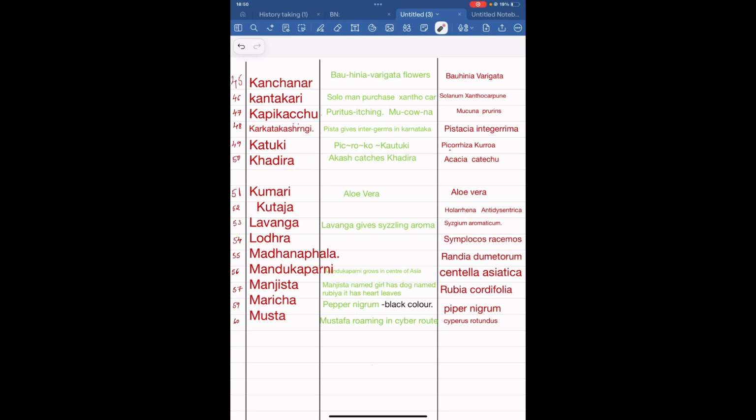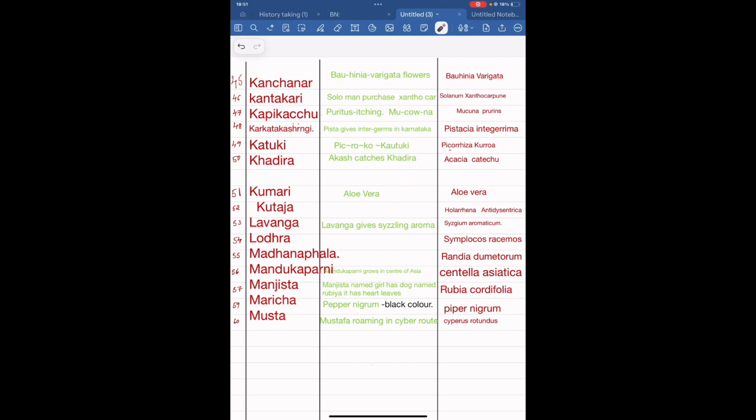Kadira is simple. Akash catches Kadira. Akash gives Acacia, and catches gives Catechu. Acacia catechu for Kadira. What is he going to catch? That is Kadira. Next word is Kumari. Kumari is Aloe vera, as it is you can write.